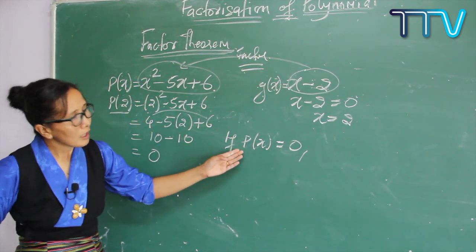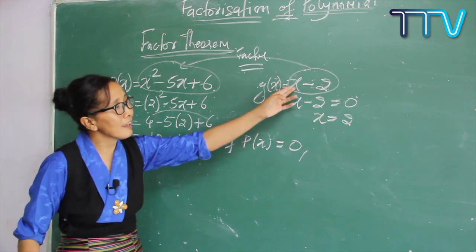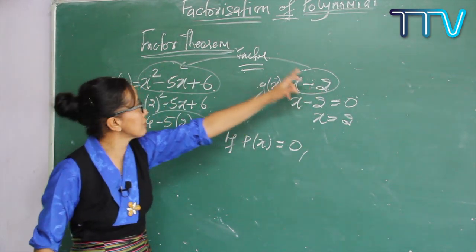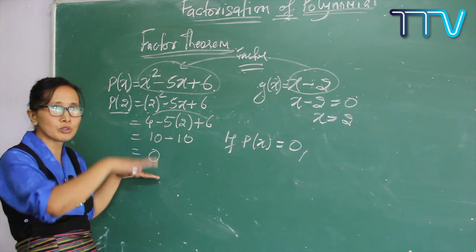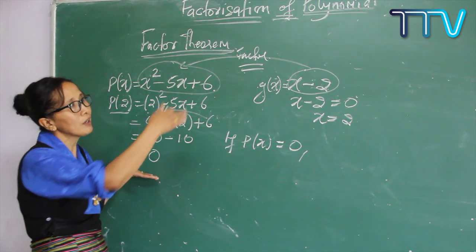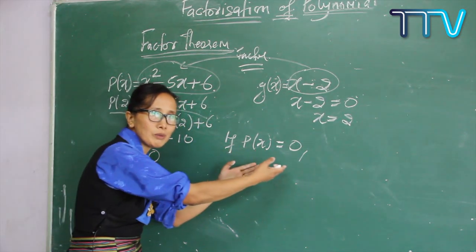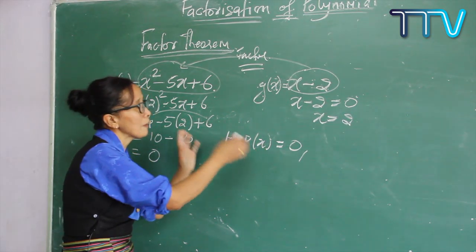Understood? So see here, if your polynomial with variable x equals 0, then x minus 2 is a factor of this. Same here, if x minus 2 is a factor of this, then always your value will be zero. Opposite to this, you can define it this way: if it is a factor of this polynomial, then always your remainder will be zero. So the factor theorem is defined in this way. Understood?